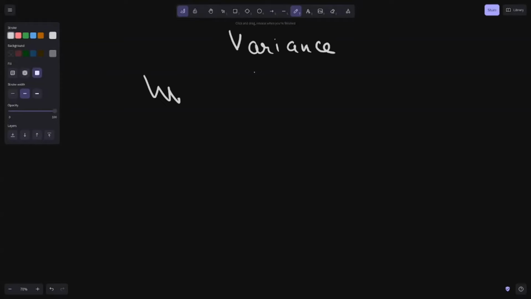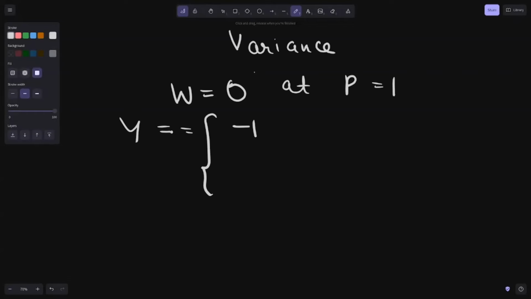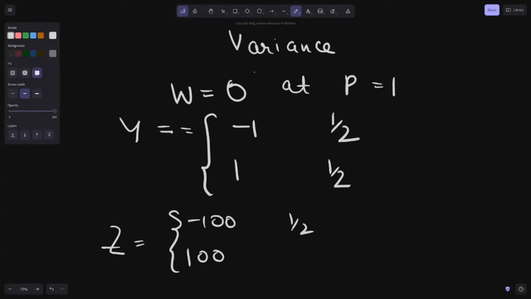Let's say I have a W which is at 0. When probability is 1, W will always give 0. Let's say you have Y, which will give -1 and 1: half of the times it will give -1, half of the times it will give +1. Now let's talk about some Z. It will give you 100 half of the times, and -100 half of the times.